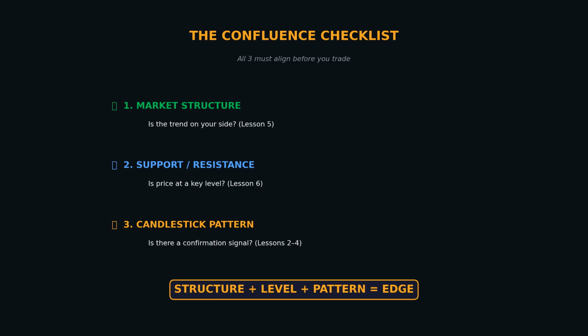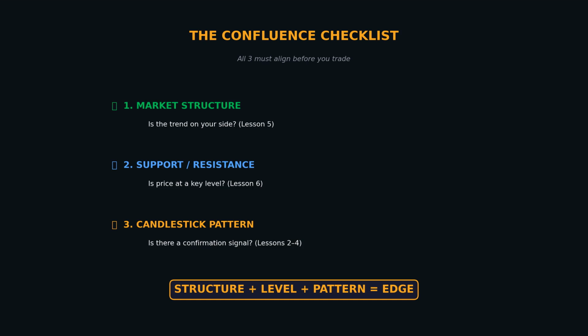Here's what a high probability setup looks like. The chart is in an uptrend, making higher highs and higher lows. Price pulls back to a support level, a level where it's bounced before, and at that support level, a bullish reversal pattern forms, like a hammer or a bullish engulfing candle. 3 factors all pointing in the same direction. Uptrend, support, bullish pattern. That's confluence. That's a setup worth risking money on.